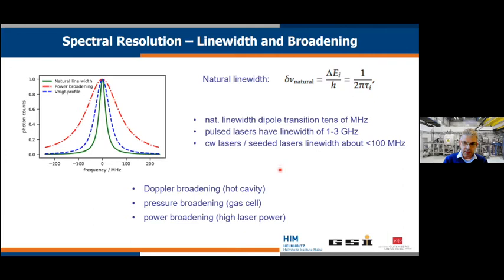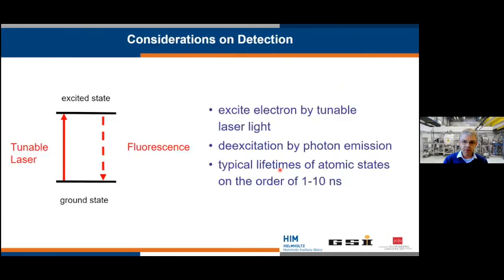Now, there is another point that is important, and this is related to the detection. If you think about the most basic case, you have some atomic ground state and some excited state. You can, of course, take tunable laser radiation and do an excitation. Then after a certain lifetime, you will have fluorescence by the de-excitation back to the ground state. As I have said, for electric dipole transitions we typically are talking about lifetimes on the order of nanoseconds.